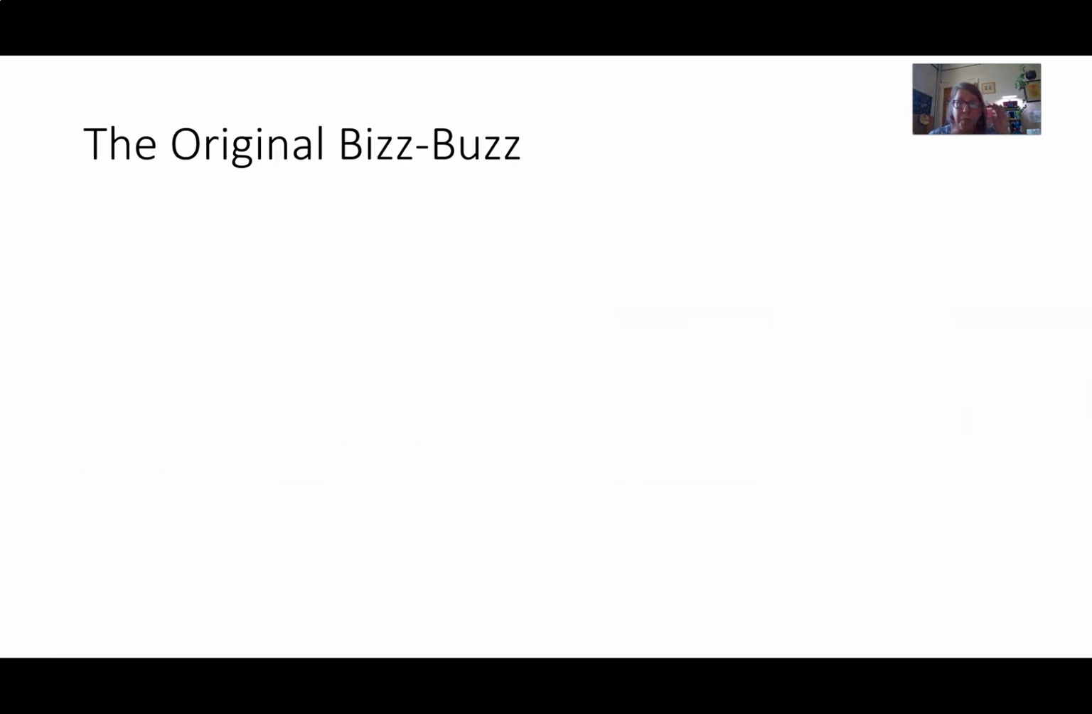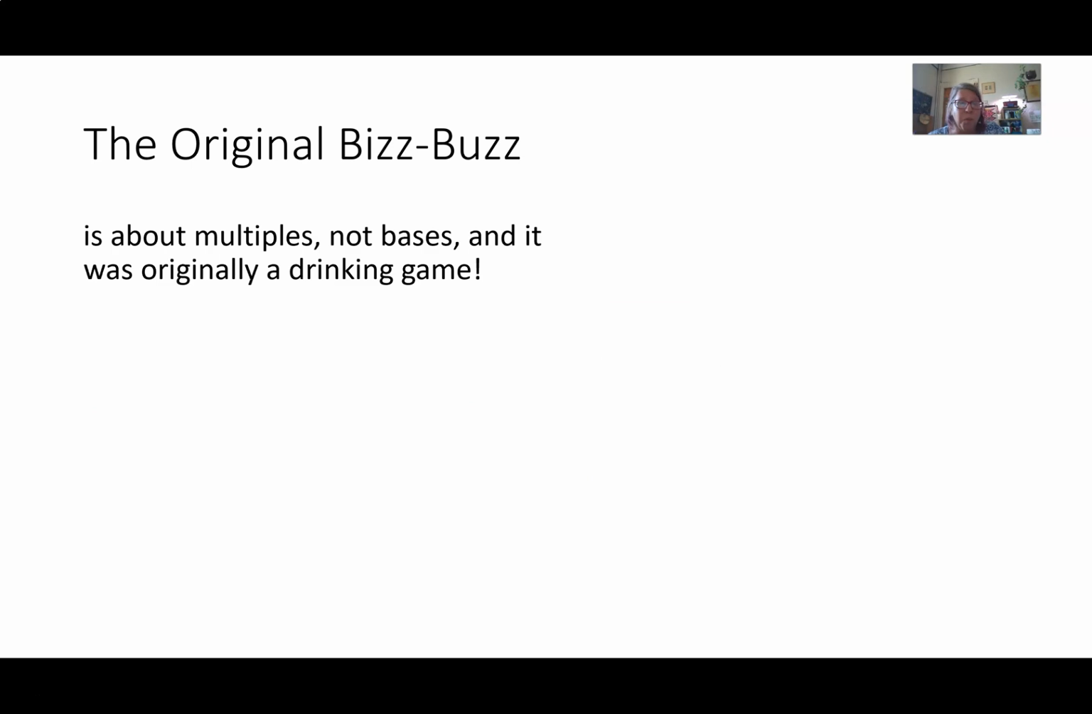The original Biz Buzz, by the way, was not about bases. It was about multiples. And it was originally a drinking game. And it works like this. For multiples of 2 and 3, you could pick any multiples you want. It would be played by saying biz for any multiples of 2, and then buzz for any multiples of 3. So multiples of 3 are buzz, multiples of 2 are biz. And so it would be like this.